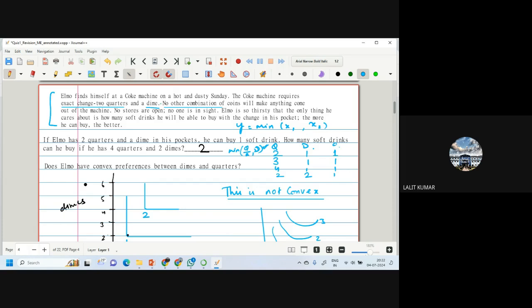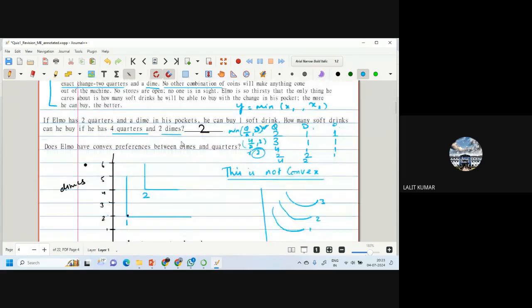So the question is 4 quarters and two dimes. So here is 4 and here is 2. We put 4 by 2 and 2. So this becomes 2.